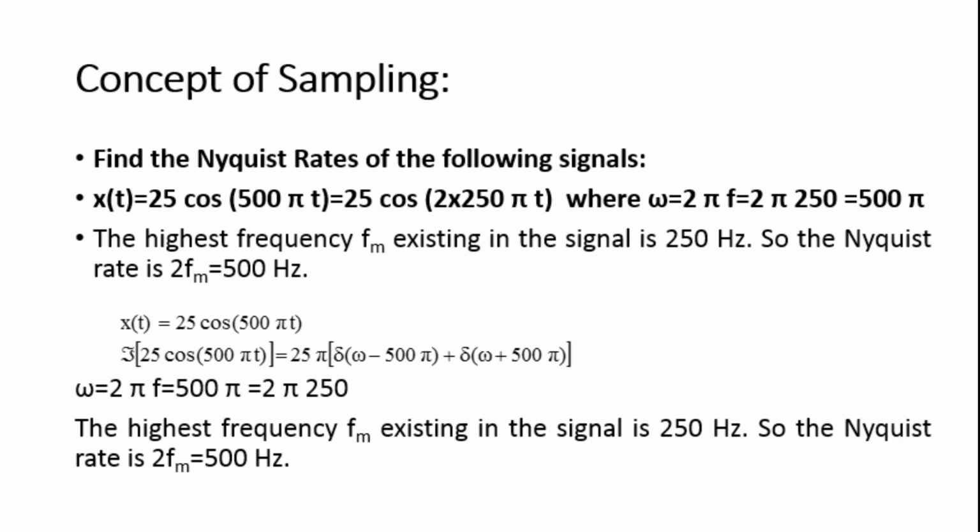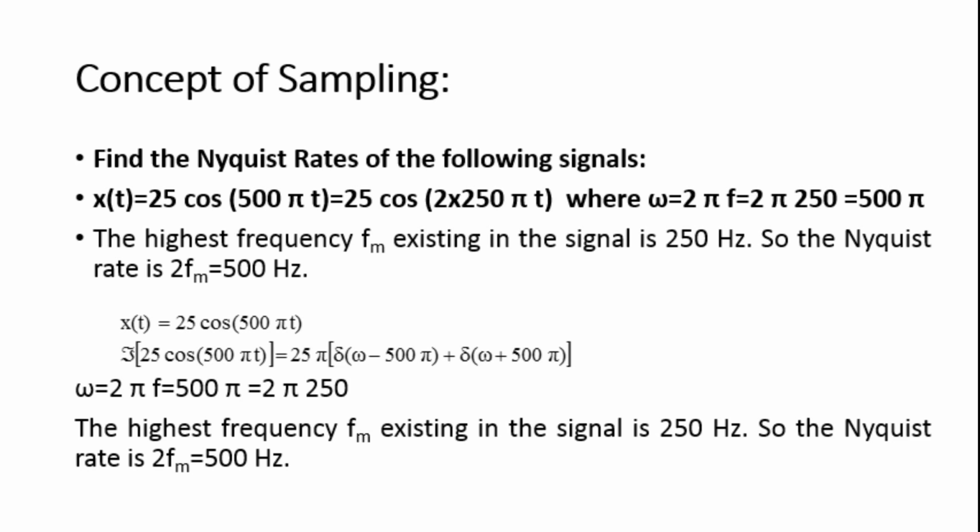x of t is equal to 25 cos 500 pi t, which is equal to 25 cos 2 pi into 250 into t, where omega is equal to 2 pi f, which is equal to 2 pi into 250, which is equal to 500 pi. The highest frequency or maximum frequency fm existing in the signal is 250 Hz. So the Nyquist rate is 2 times of fm, which is equal to 500 Hz.